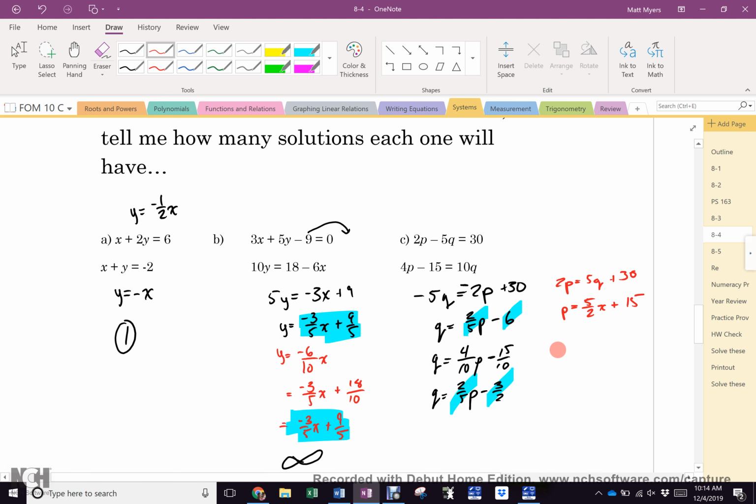And then over here, if I isolate p, then it's 4p equals 10q plus 15. P equals 10 fourths q plus 15 over 4. P equals 5 halves q plus 3 and 3 fourths. And you see same slope and different y's. So that would have 0 solutions.